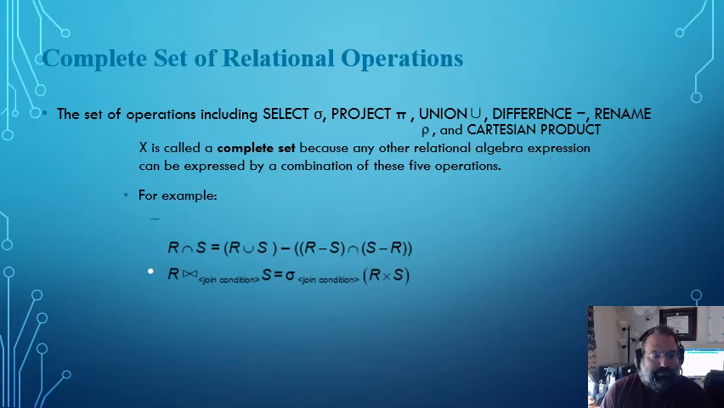The set of operations including select, project, union, difference, rename, and Cartesian product is called a complete set, because any other relational algebra expression can be expressed by a combination of these five operations.